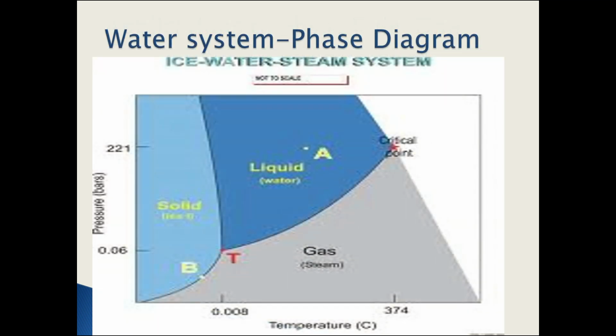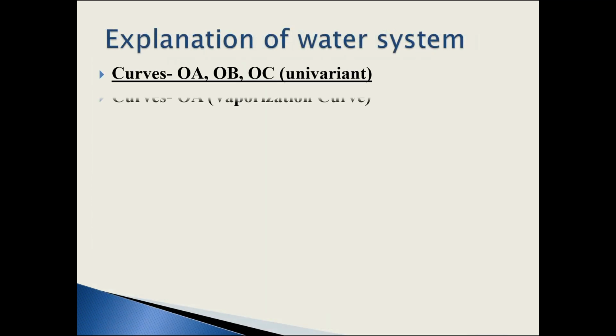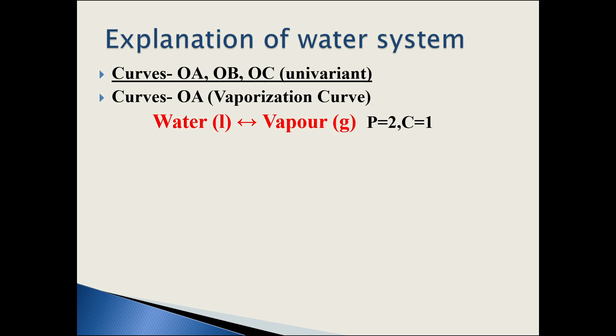This is the phase diagram of the one component water system. Here some salient features in the diagram are the curves OA, OB and OC, and the areas of the one component system, that is AOB, BOC and COA. Curve OA exists between liquid and gas, and is called the vaporization curve, because liquid is converted into the gas phase. Here the degree of freedom value becomes 1.